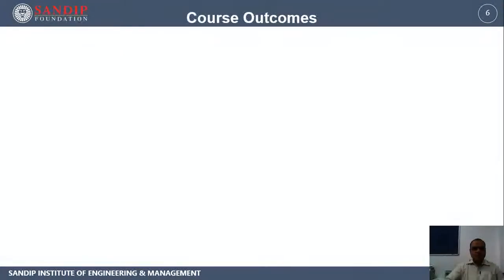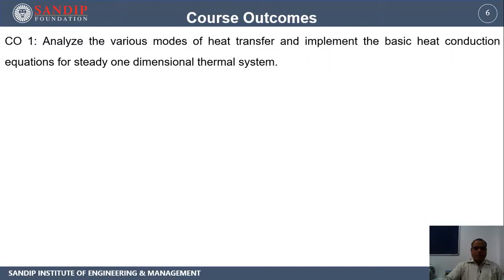The course outcomes which are expected after the completion of this course: you should be able to analyze the various modes of heat transfer, and implement the basic heat conduction equation for steady one-dimensional thermal systems. So we are going to start with the basic concepts, and we are going to solve the first problem of basic heat conduction equation in one-dimensional thermal systems. This we are going to do with a special method called electrical analogy.